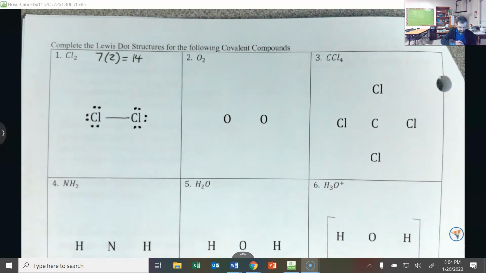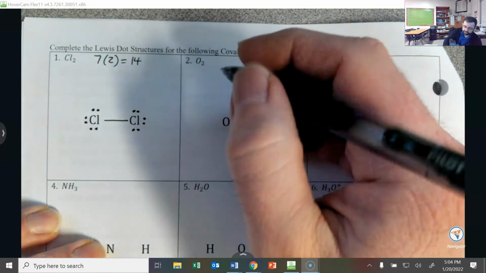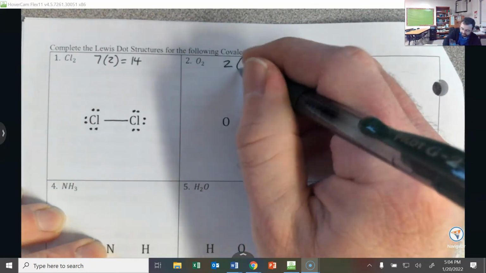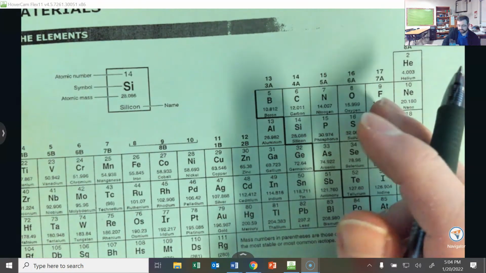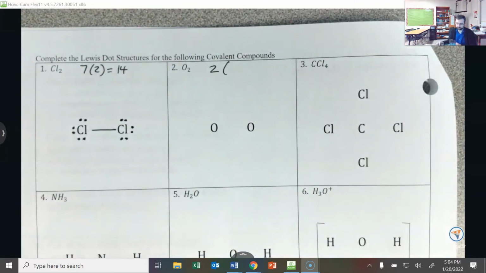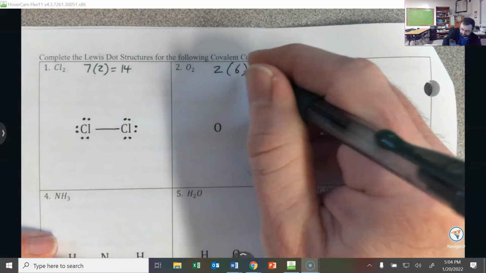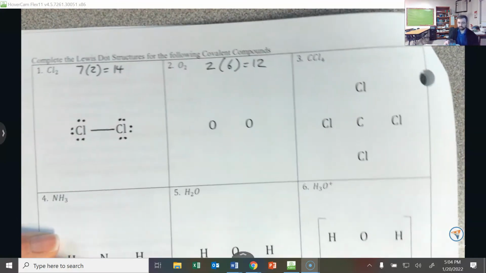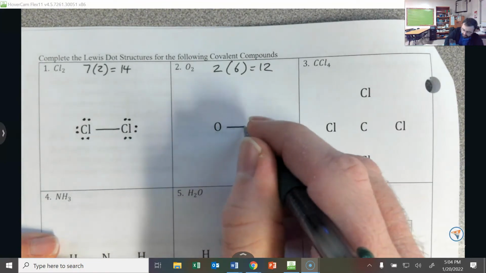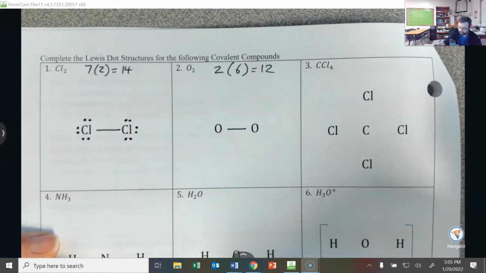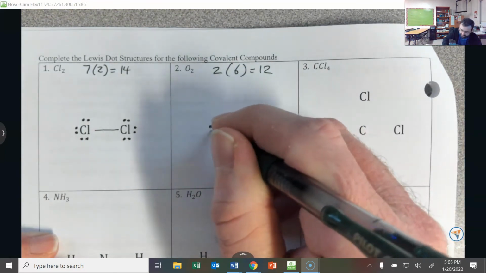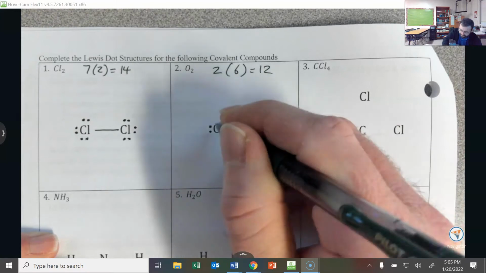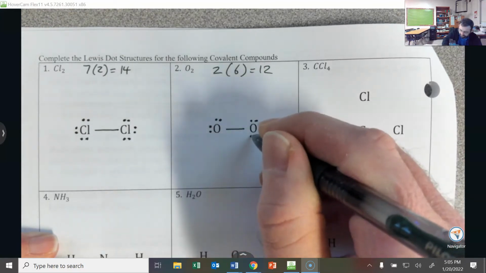Going on to O2. O2 has 2 oxygens, and oxygen has 6 valence electrons. So that would be 2 times 6 to give us 12. 12 electrons to work with. I have 2 making the skeleton. Now take care of the outsiders. 2, 4, 6, 8, 10, 12.